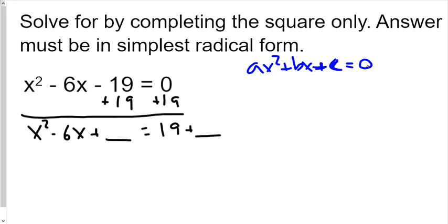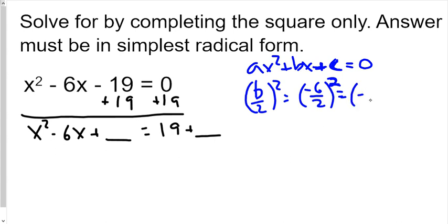To fill in the space, we can fill it in with b over 2 squared. So the b term for the equation, we're going to take that number, divide by 2, and then square it. Our b term is negative 6. So we take negative 6, divide by 2, and then square that. Negative 6 divided by 2 is equal to negative 3, and when we square that, we get 9. So that is the number going into the spaces.